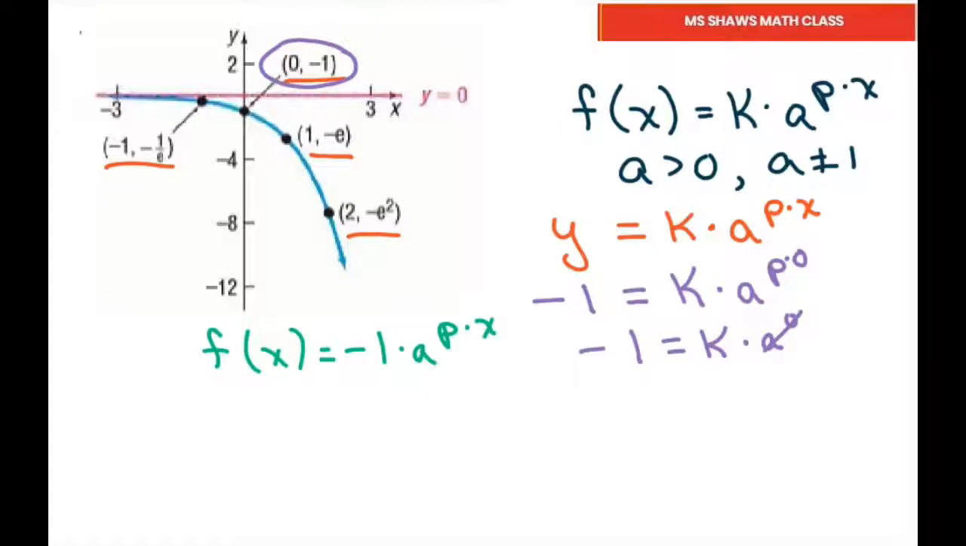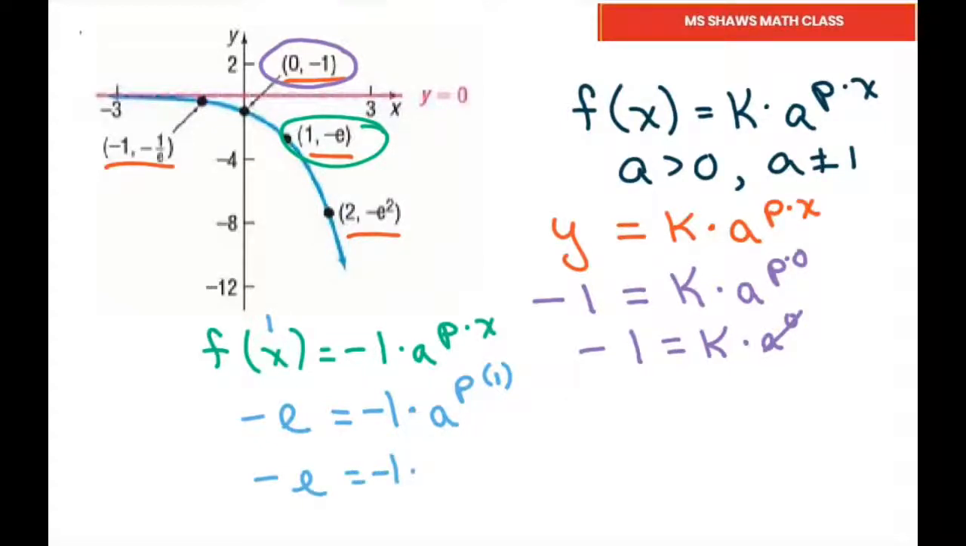Now I'm going to pick another point, and I'll go ahead and pick, let's pick 1. Let's pick this point. So my y right here, so this would be f of 1. So my f of 1 is -e equals -1 times a^p, and my x is 1. So I have -e equals -1 times a to the p power.